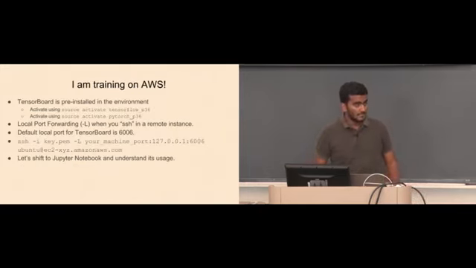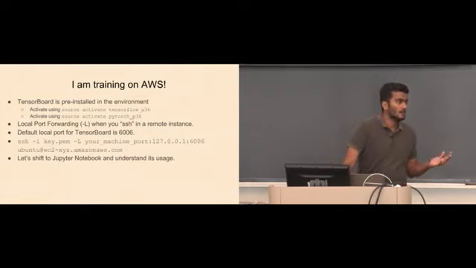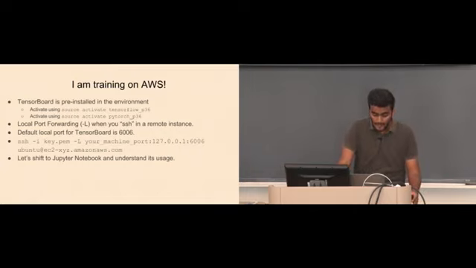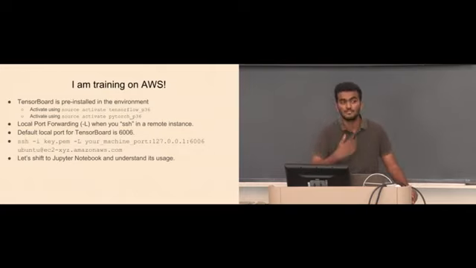Now, how exactly can we run TensorBoard on AWS? Because a lot of you are going to use AWS while training your models. TensorBoard comes pre-installed in the deep learning AMI that you use for the instances on AWS. You just have to activate the environment that you're using. If you're using PyTorch, you use pytorch_p36 for Python version 3.6. If you're using TensorFlow, you activate the corresponding environment, and TensorBoard is pre-installed, so you don't have to worry about that.